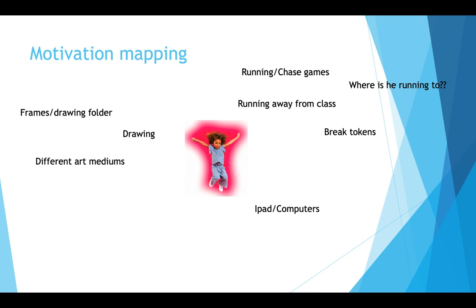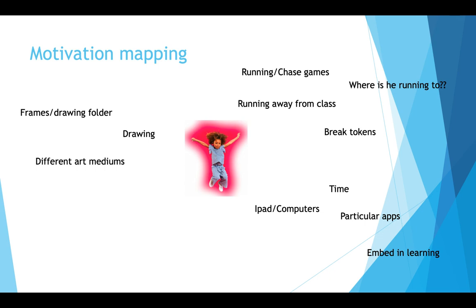So sometimes we need to see the inappropriate behaviour that we want to change as actually maybe what's motivating them, the actual running away from class. So how could we use that? Then we've got the iPad and computers. We could use time as a reinforcer, time on the computer, and have increments of time that they work for. Particular apps. So rather than just give them free rein on the iPad, it could be that this good choice leads to access to this app.